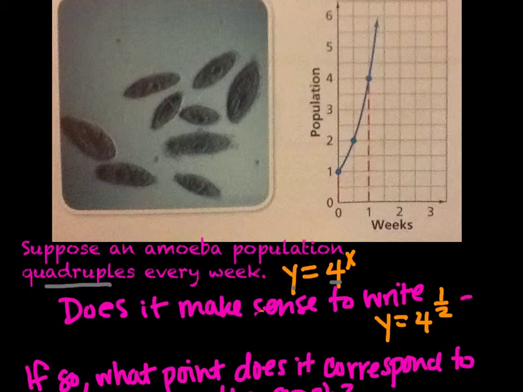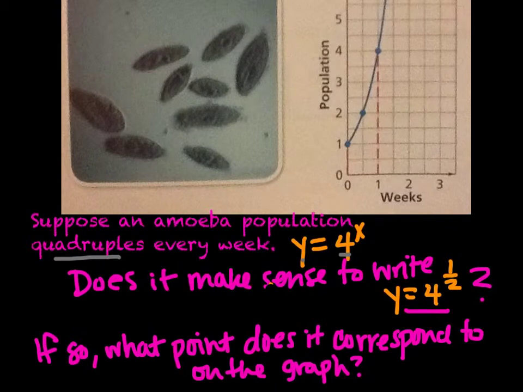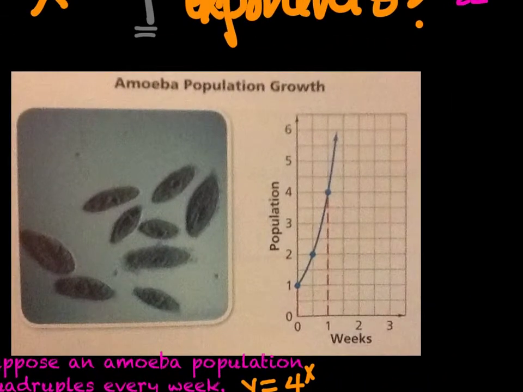Does it make sense for me to write an equation like this? Well, first of all, let's think. If it does make sense to do that, I should be able to find my halfway point in the amoebas on day 3.5. I should be able to figure out how many amoebas there are. And if I look at my graph here, that halfway point would refer to this point in time, essentially, where my weeks is halfway in between the 0 and the 1.